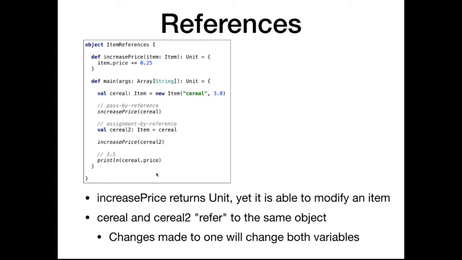You have a question? Yeah, so I'm just a little lost, because you can make changes to cereal and cereal2, right? But they're values, are they variables? So cereal and cereal2 store values, and every value is an object in Scala. So those values are objects. Okay. Was that your question? Does that answer it?